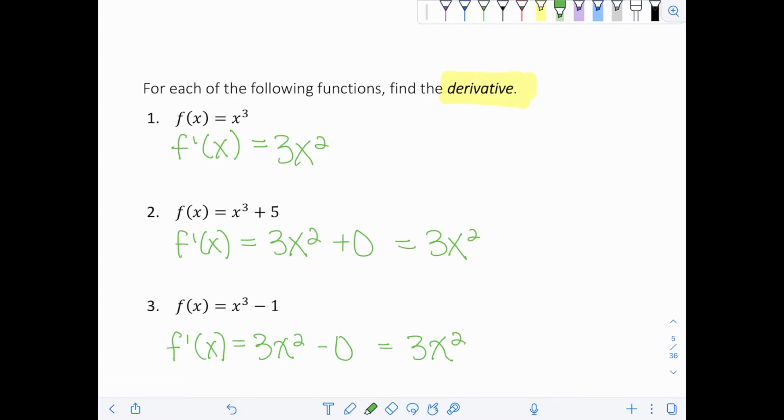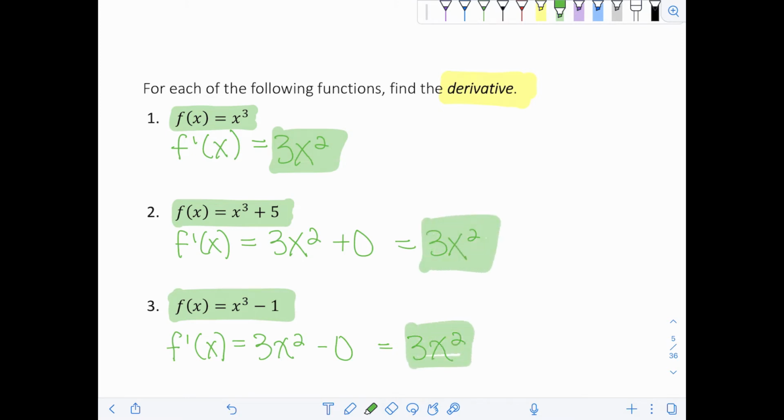So what's happening here is that our original functions were different. They're very closely related, but they're not the exact same. But the derivatives ended up being the exact same. And so now if we think about the antiderivative, remember that's moving back to that original function. The question is, if we had started with 3x squared and we're trying to find the antiderivative, how do we know if the answer should be x cubed, or x cubed plus 5, or x cubed minus 1, or x cubed plus or minus any constant?